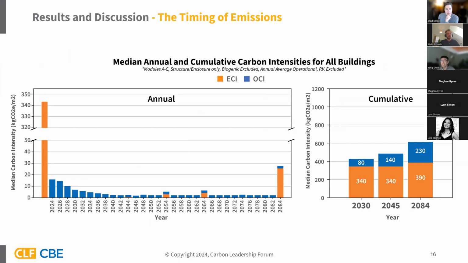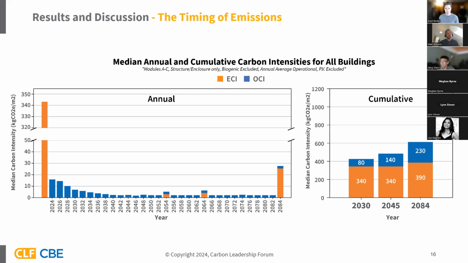And the quantification of the temporal relationship of operational carbon and embodied carbon can provide more information for decarbonization strategies and policy development. So the analysis of the timing of the emissions was also included in this study. This slide demonstrates the median annual and cumulative carbon intensity for all the buildings. The left figure shows the annual part, the right figure shows the cumulative.